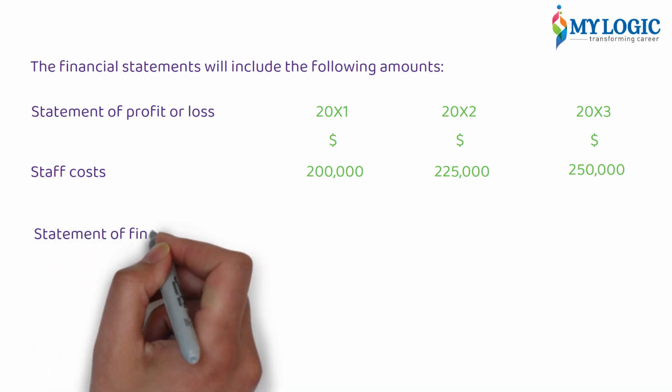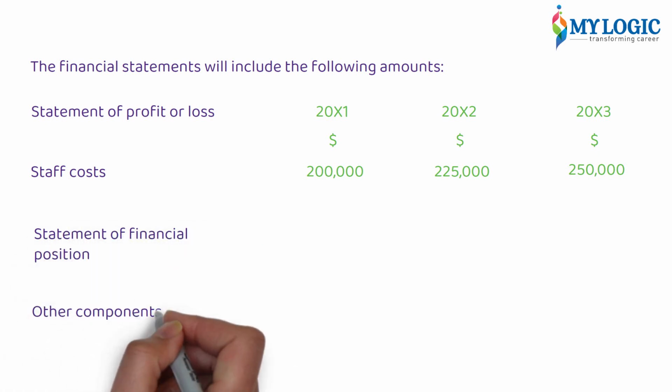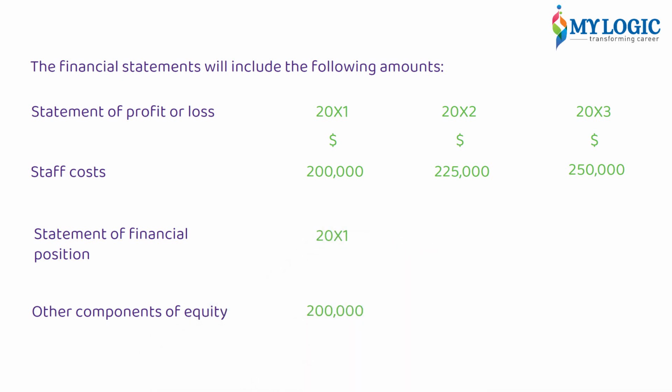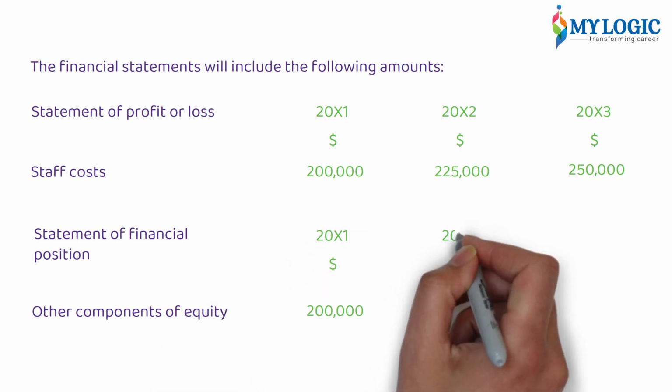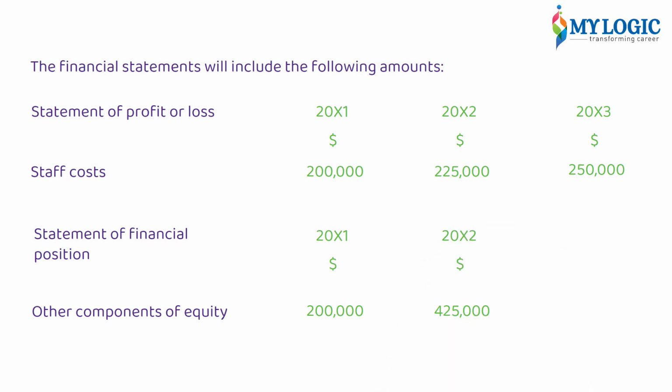Statement of financial position. Other components of equity. For 2011, $200,000. For 2012, $425,000. For 2013, $675,000.